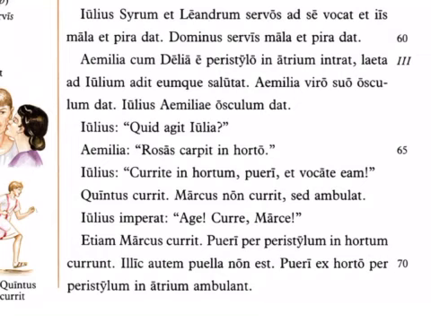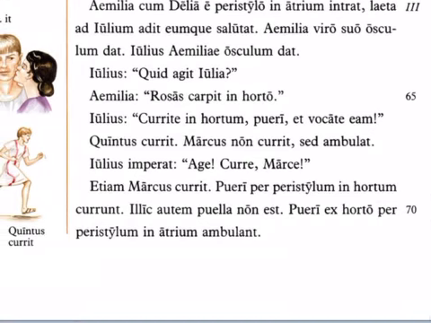Quintus currit. Quintus runs. Marcus non currit, sed ambulat. Marcus does not run, but walks. He's a little bit lazy, doesn't want to seem too obedient, perhaps. Julius imperat. Age, curre, Marce. Julius orders, come on, run, Marcus. So he's really eager to see Julia, apparently. Etiam Marcus currit. Marcus also runs.